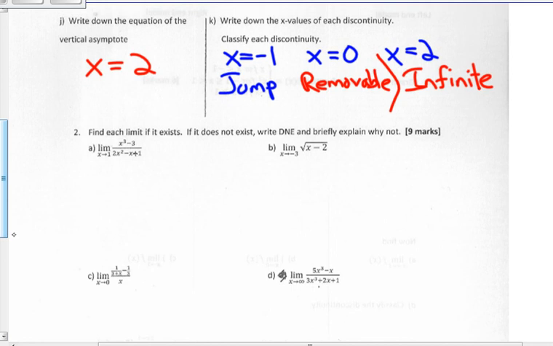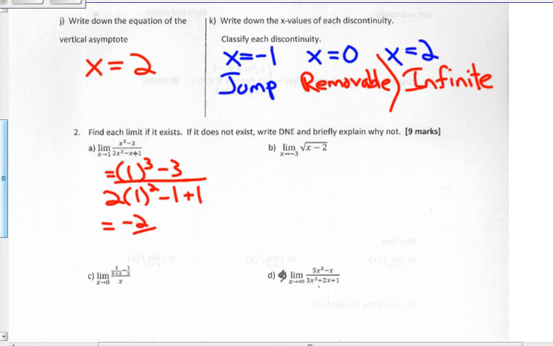Find each limit if it exists. If it doesn't exist, write does not exist, and briefly explain why not. Okay, so the first one, we've got the limit as x goes to 1 of (x cubed minus 3) over (2x squared minus x plus 1). If at all possible, we want to just substitute in our numbers. And in this case, we can. It's not going to cause anything illegal. No division by 0. So we'd have 1 cubed minus 3 all over 2 times 1 squared minus 1 plus 1. Work that out. We get -2 over 2, or just -1.